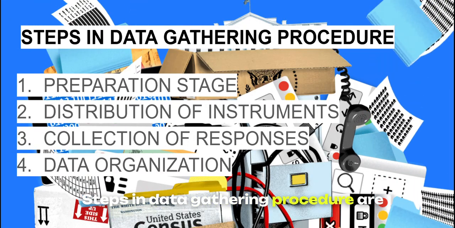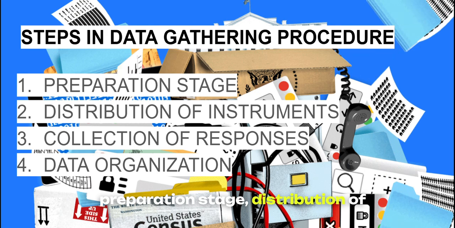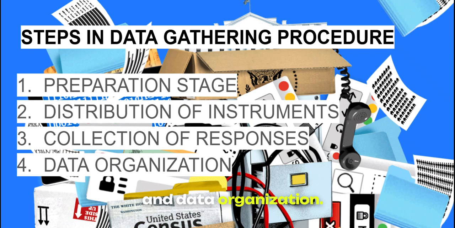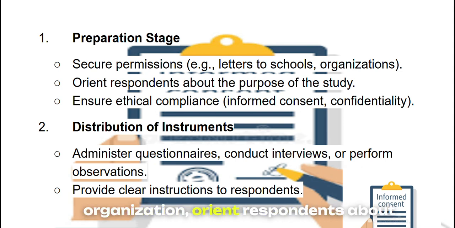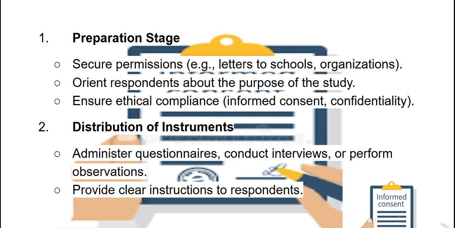Steps in the data gathering procedure are preparation stage, distribution of instruments, collection of responses, and data organization. In the preparation stage, secure permissions, for example letters to schools or organizations, orient respondents about the purpose of the study, and ensure ethical compliance, such as informed consent and confidentiality.